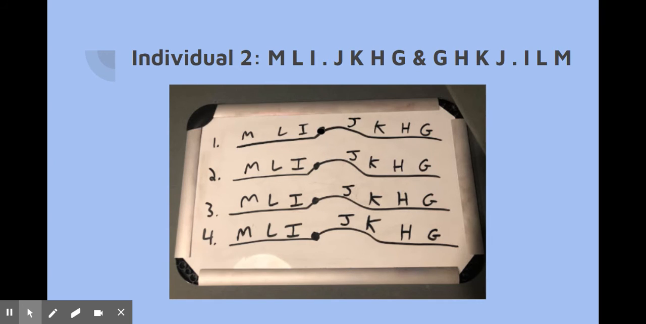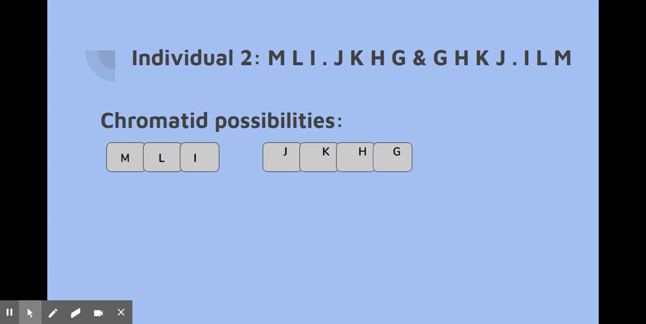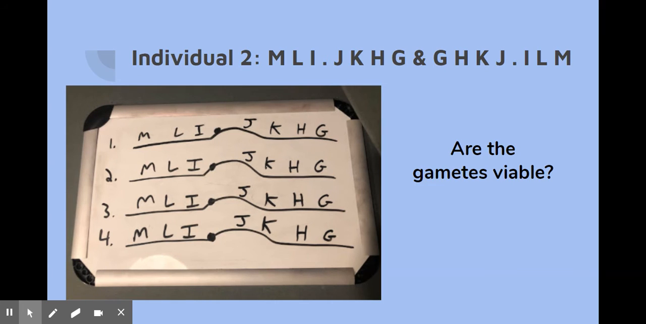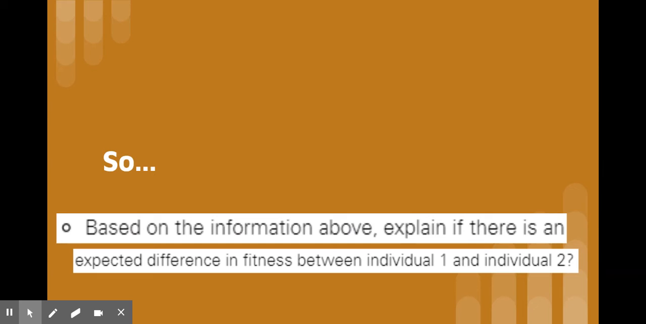A little illustration of the crossover between J and K, and we're going to actually get chromatid possibilities that are the same as the original. So there's basically not much of a change, just DNA synthesis. So the gametes are all viable. They do not violate any of the rules.